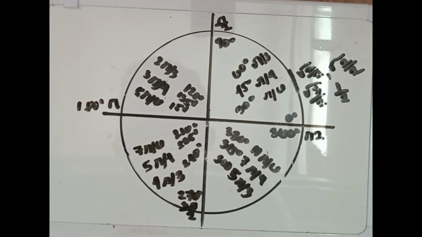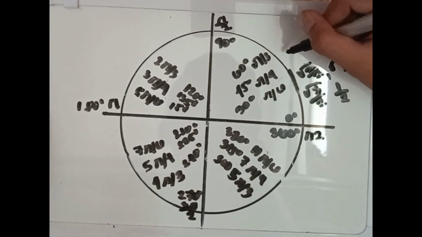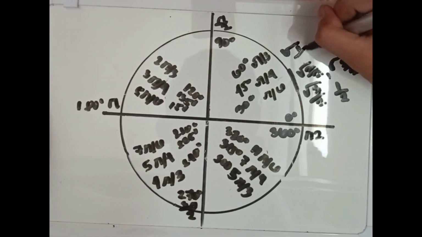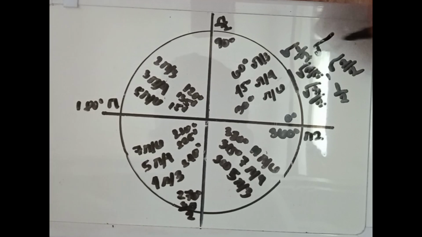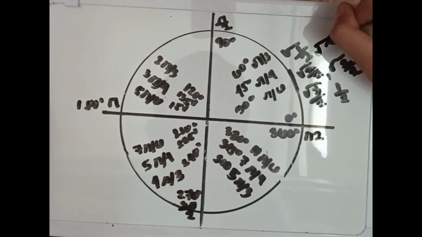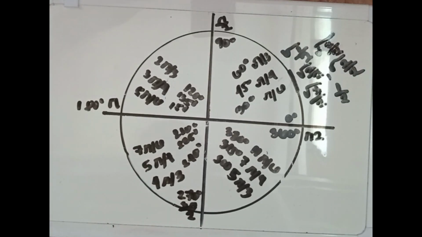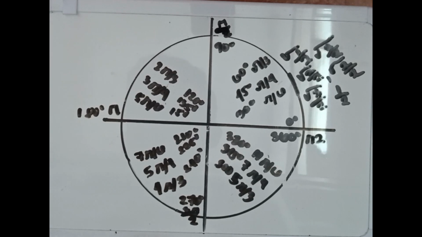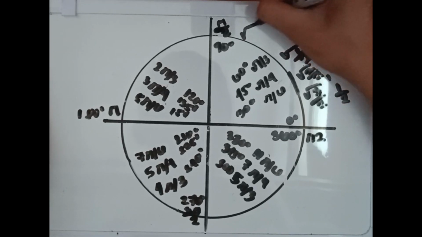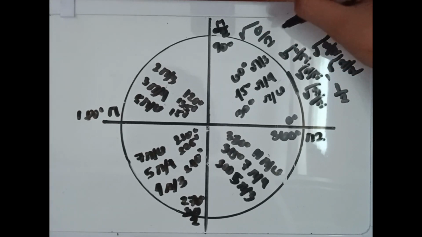And the x and y coordinates of 60 degrees, pi over 3, are square root of 1 over 2 and square root of 3 over 2. And the x and y coordinates of 90 degrees, pi over 2, are square root of 0 over 2 and square root of 4 over 2.